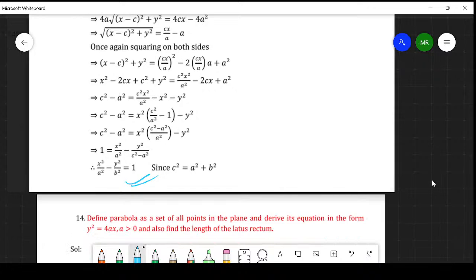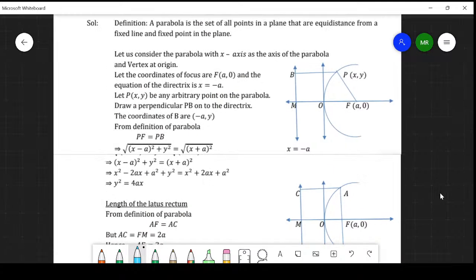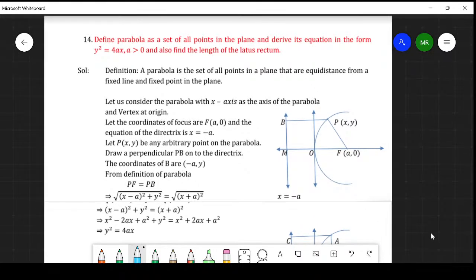That's all. Now coming to the last one, I am expecting the 14th problem, an important one. You will get 99.99%. I am expecting this problem for 6 marks.